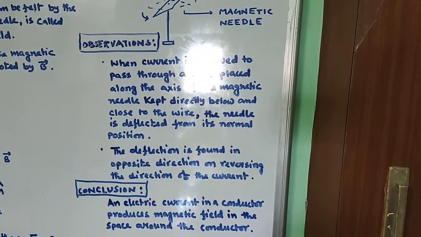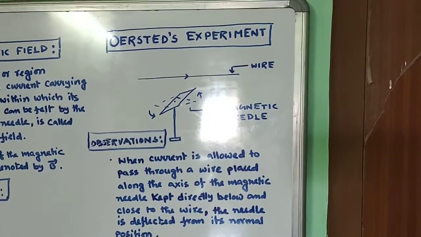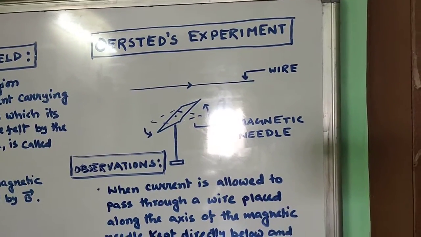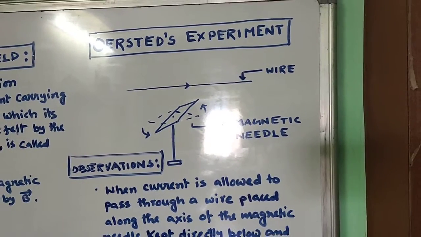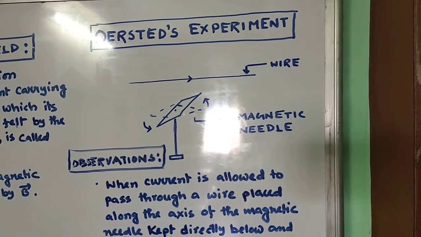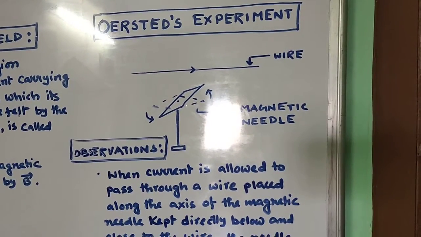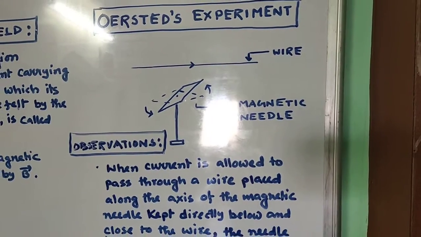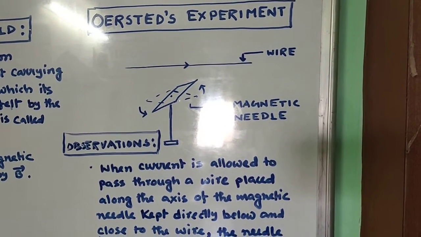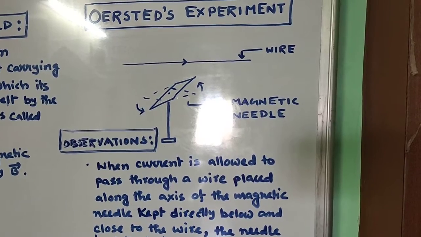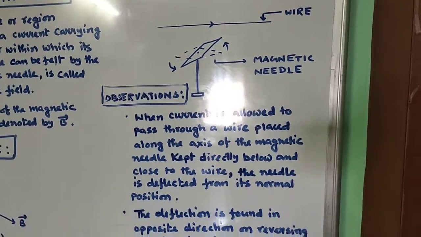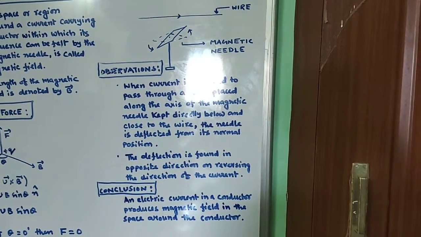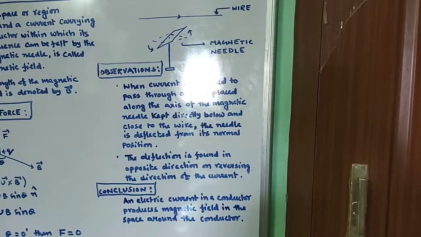If there is no magnetic field, then there will be no deflection, and the magnetic field comes out due to the flow of current, because of three observations. Number one, sending current in one direction, the needle deflects in a particular direction. Reversing the direction of the current, the deflection of the needle also reverses. And when you switch off the current, the needle comes back to its initial position. So these three observations show that there is a magnetic field whenever there is a current.